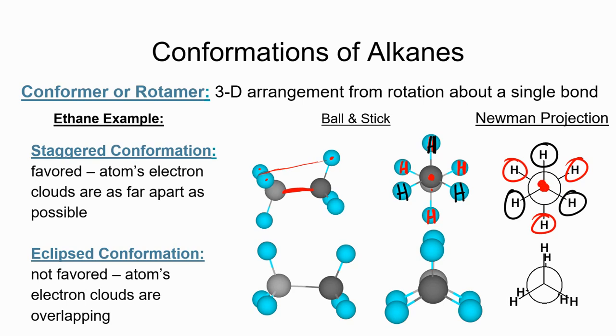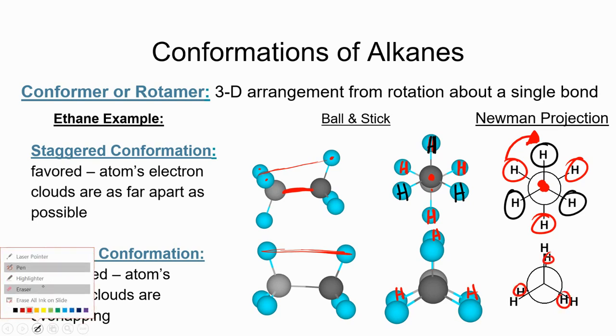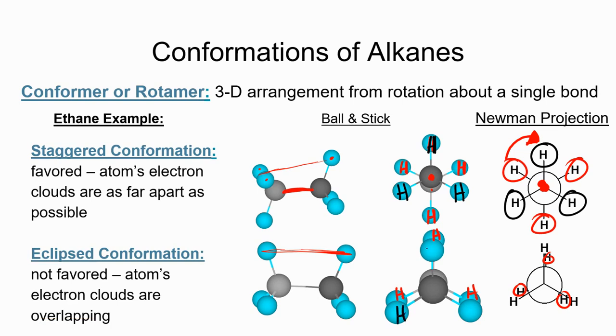Now, if we imagine spinning or rotating this back carbon atom so that these hydrogens move over 60 degrees, then what we see is eclipsing. We see these hydrogens directly lined up. So my back hydrogens are totally lined up with my front hydrogens. Here's my three that are in the front. And so they're lined up or eclipsed.